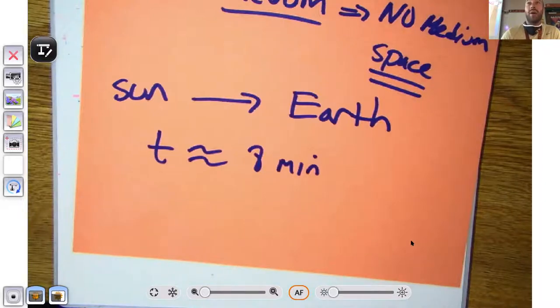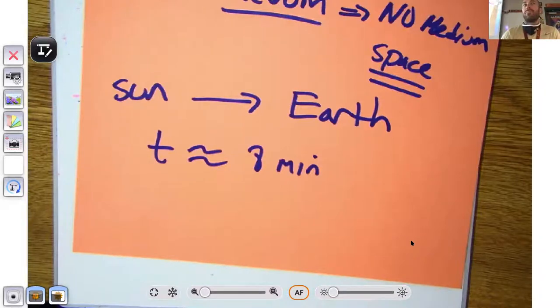And that's with light traveling at the speed of light, 300 million meters per second. So here's kind of a weird thought that goes through your mind. If the sun were to explode right now, when would we see that explosion? 8 minutes from now. What? So by the time we see it explode, it's already exploded.